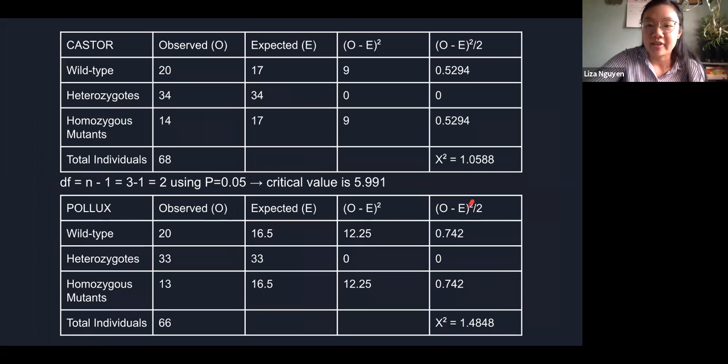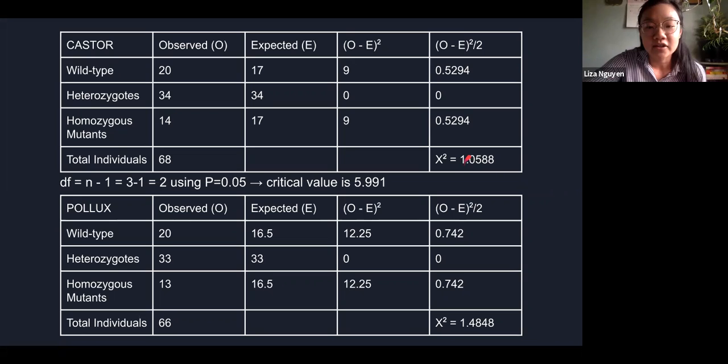At the same time that I was evaluating whether or not Cas genotyping would work, I also wanted to know if my gene was segregating as expected. So this F2 seed is a heterozygote that's been selfed, so I'm expecting a Mendelian ratio of 1 to 2 to 1 for my wild type, heterozygotes, and homozygous mutants.